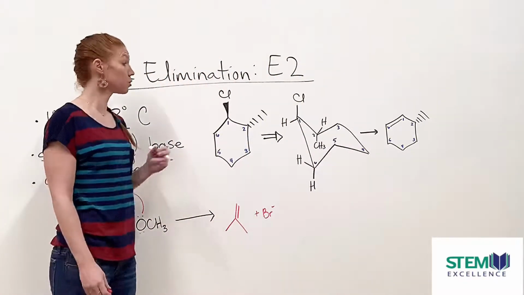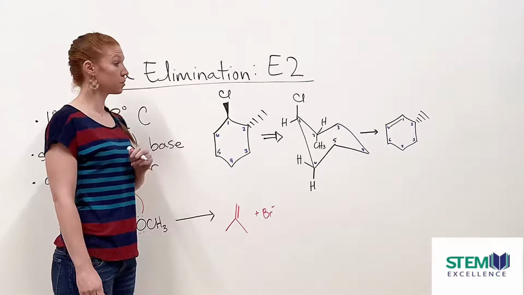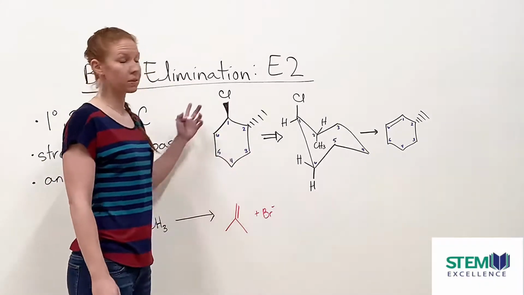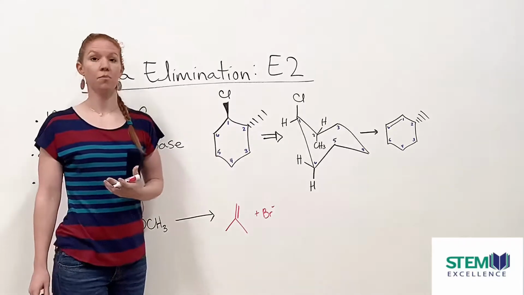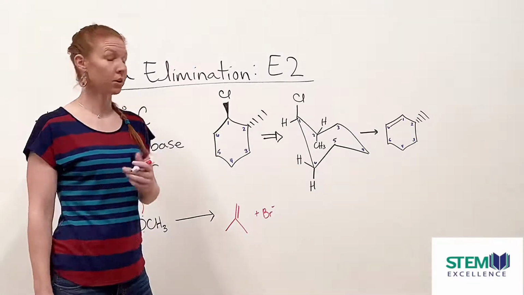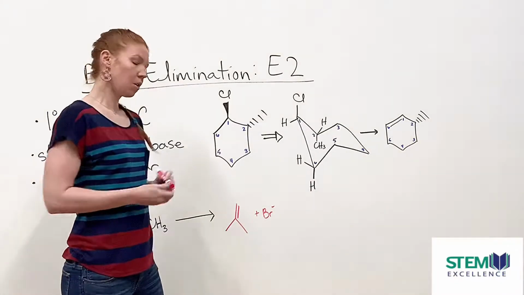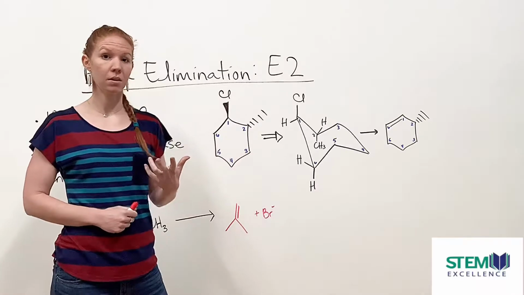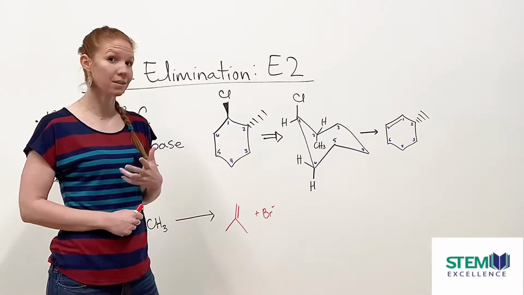Let's look at trans 1-chloro-2-methyl cyclohexane. Whenever you have a cyclohexane, you need to draw the chair conformation because you need to double check for an anti-periplanar configuration. For a cyclohexane, you only have anti-periplanar when your leaving group is in the axial position.